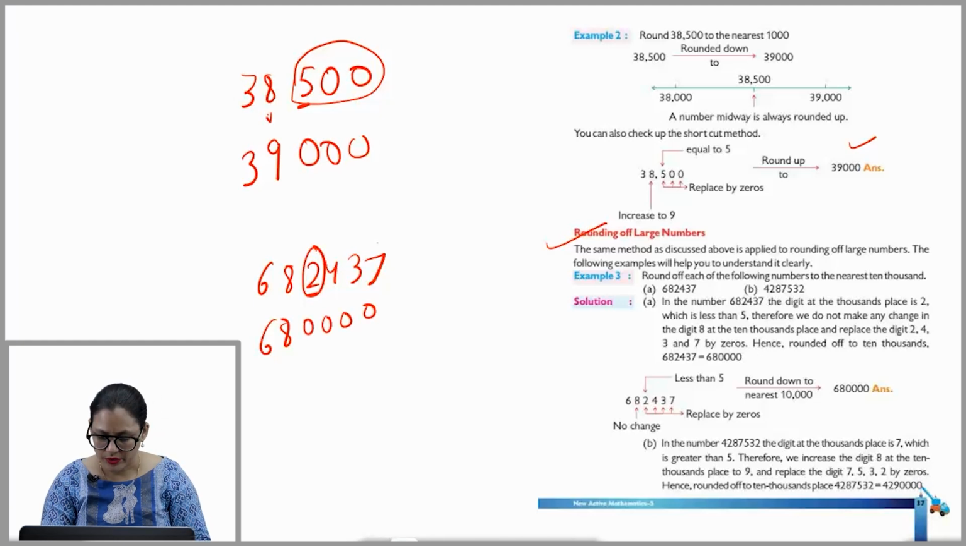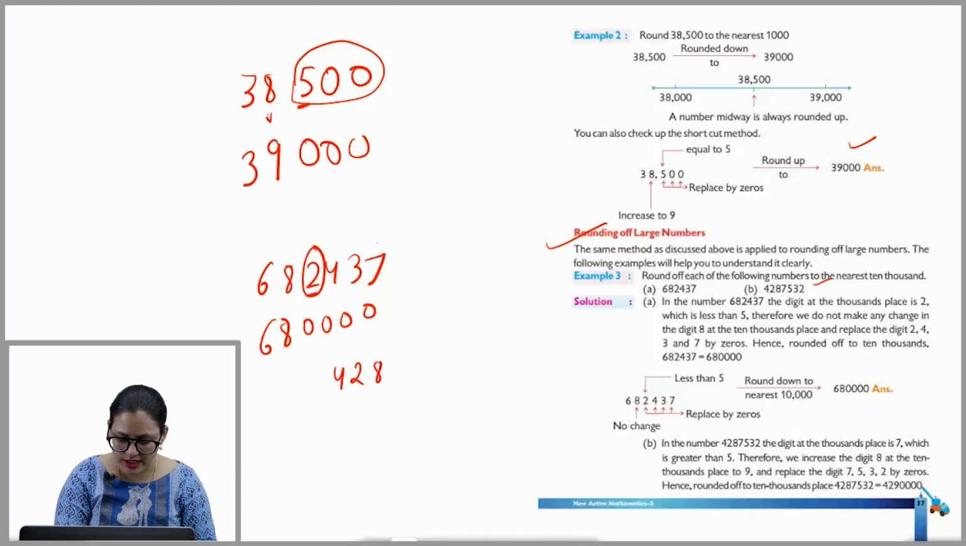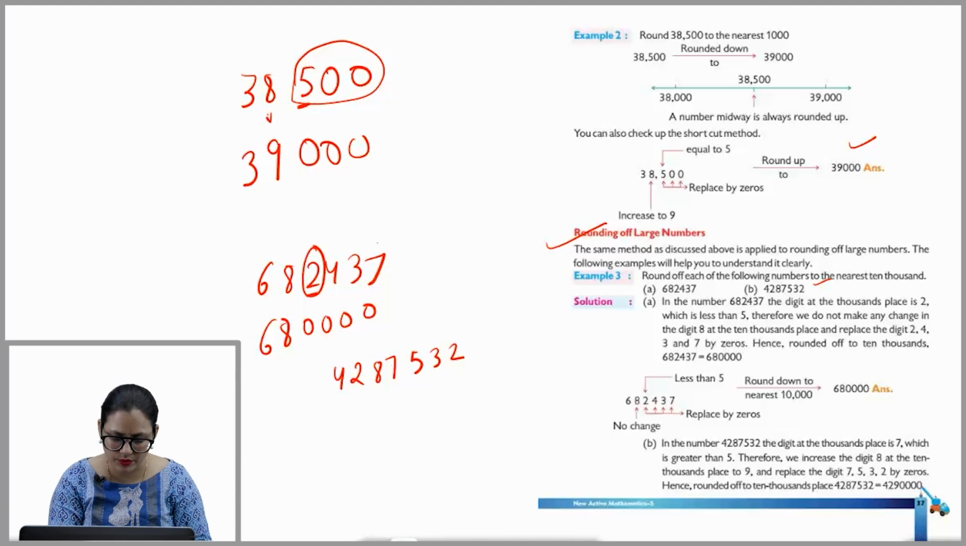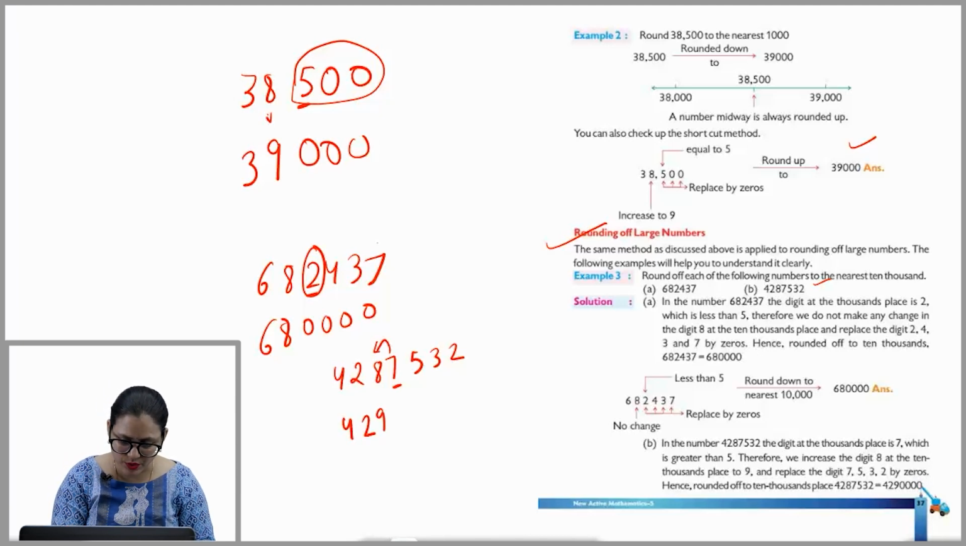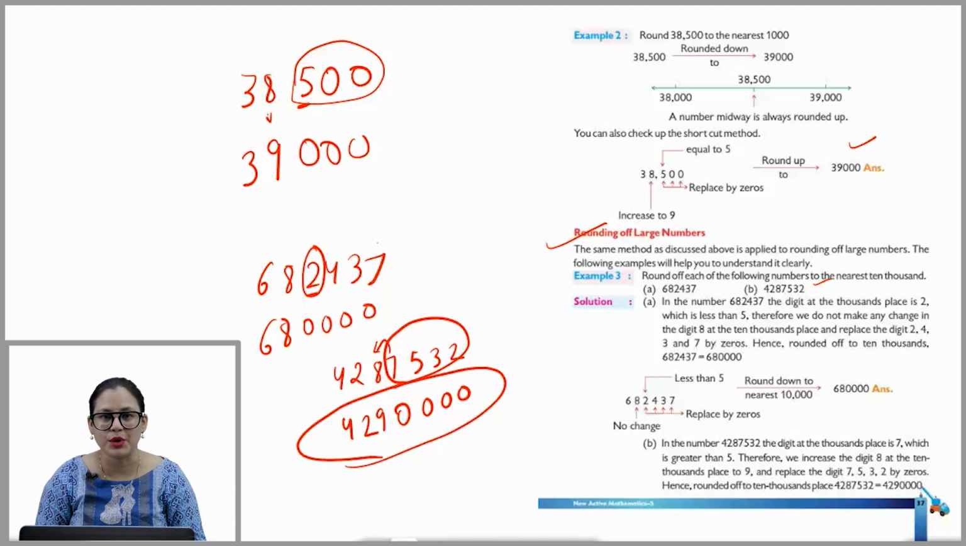Similarly we will do this. 4287532. We have to round this off to the nearest 10,000. Again we'll check the digit at the thousandth place. 7 is greater than 5. So what will happen? We will add 1 to the digit which is to the left of 7. So it will become 9. 42 will remain 42, and in place of these 4 digits we will put 4 zeros. So this is the number we get after rounding off to the nearest 10,000. Right, students?